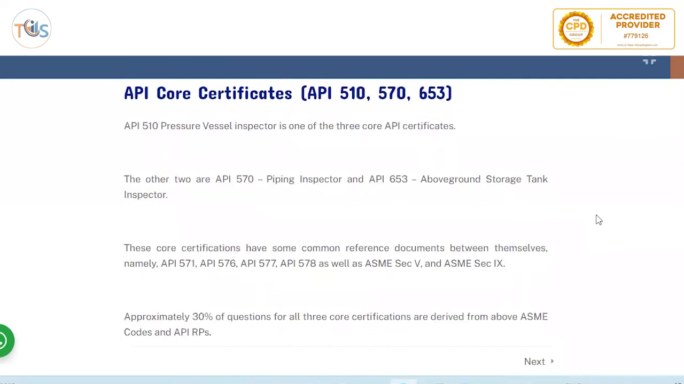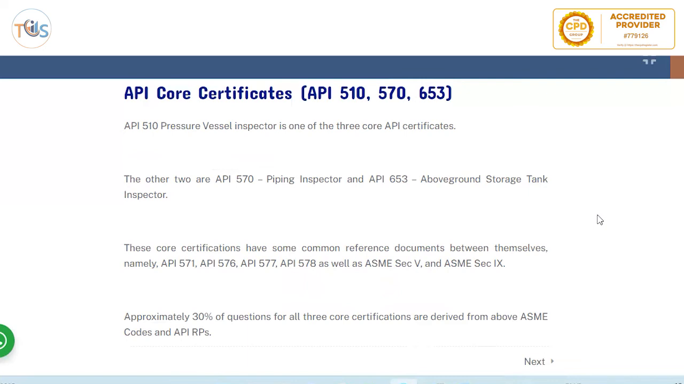Okay, let's see what the API core certificates are. You have API 510, 570, and 653. These come with authorized titles. API 510 is the Authorized Pressure Vessel Inspector, which is one of the certificates. The other two are 570 and 653: Authorized Piping Inspector, and Authorized Aboveground Storage Tank Inspector.